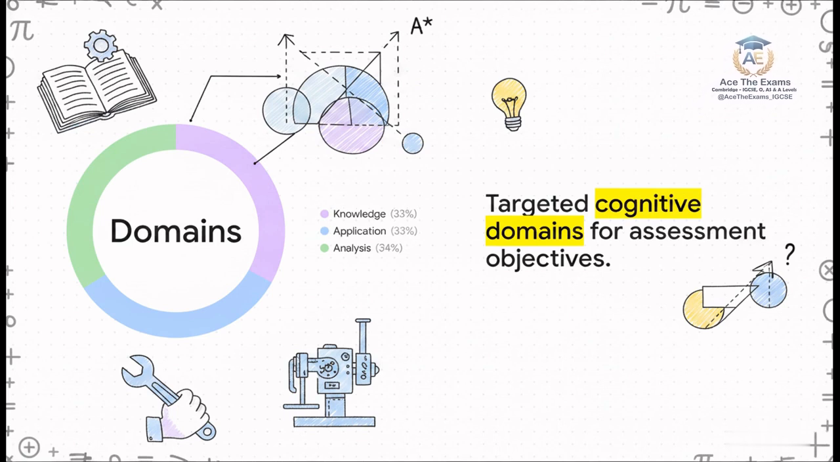You have to take that knowledge, apply it to a novel, probably really confusing composite shape, and then critically analyze which overlapping sector needs to be subtracted from which triangle to find that tiny shaded region. That heavy 34% weighting on pure analysis, that is exactly the battleground where the A-star candidates completely separate themselves from the rest of the pack.